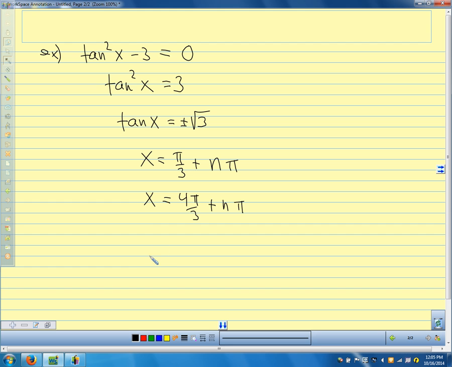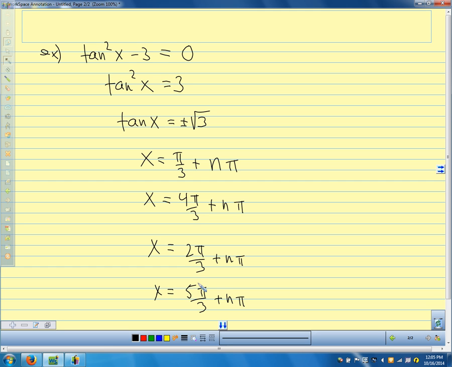And then don't we have a couple more? To give us our negative square root of 3 answers? 2 pi over 3 plus n pi, and x equals, what's our other one? 5 pi over 3. So these two give us our positive square root of 3 answers, and these two give us our negative square root of 3 answers.